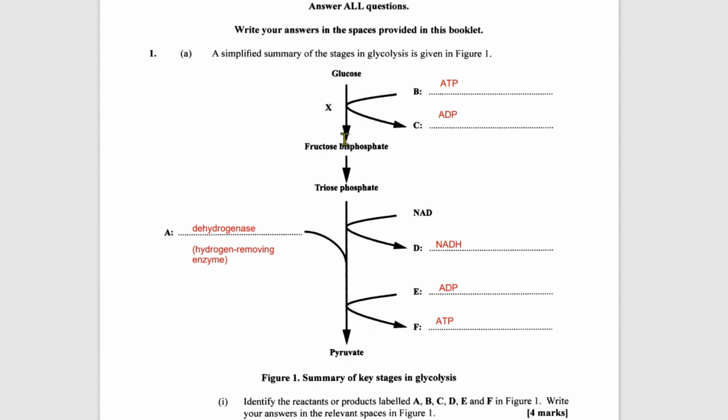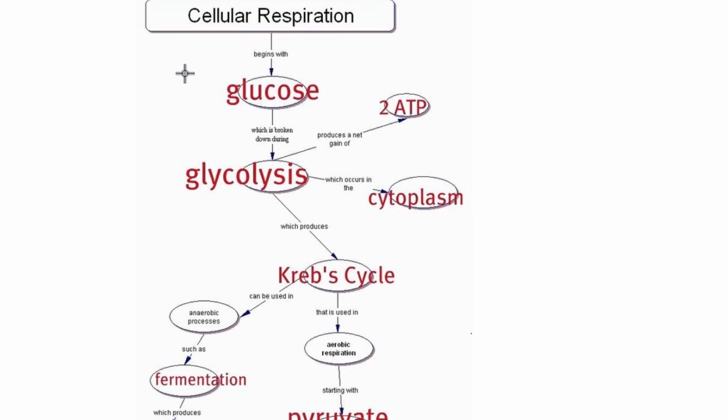So what they're asking me to do is label A, B, C, D, E, and F. You can see the labels already there, but let me explain what's going on so that you'll know what to do in case the question comes out a little different. First of all, the whole process of respiration, glycolysis is the first step. Let me show you a little flowchart here, which will give an overview of the whole thing.